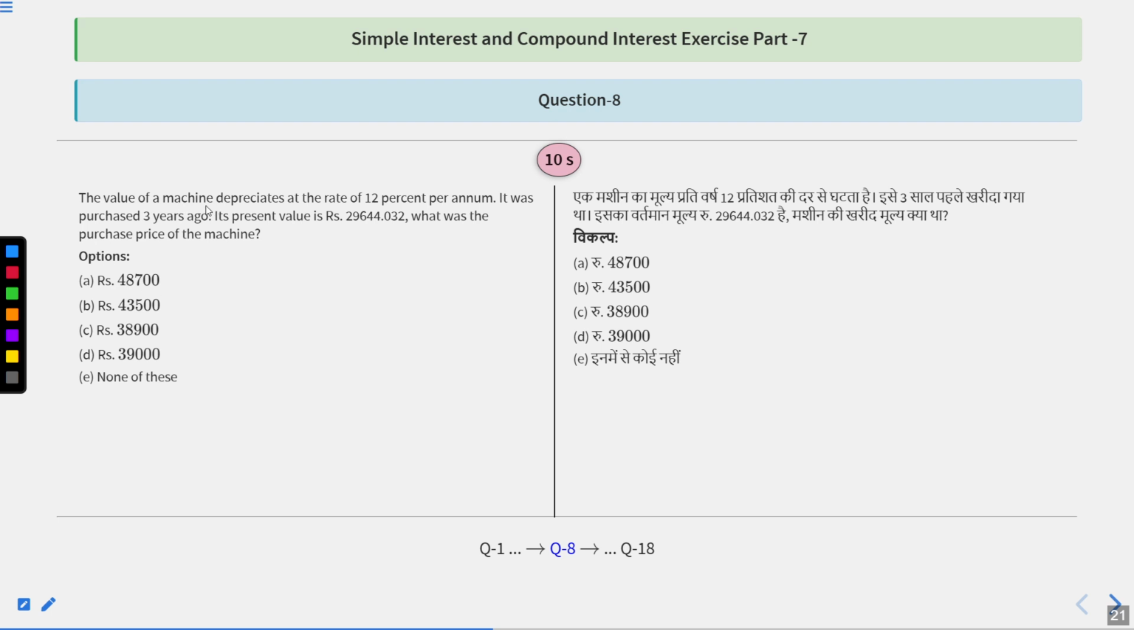The value of a machine depreciates at the rate of 12% per annum. It was purchased 3 years ago. Its present value is rupees 29,644.032. What was the purchase price of the machine? You have 5 options and 10 seconds to analyze the question. Your time starts now.